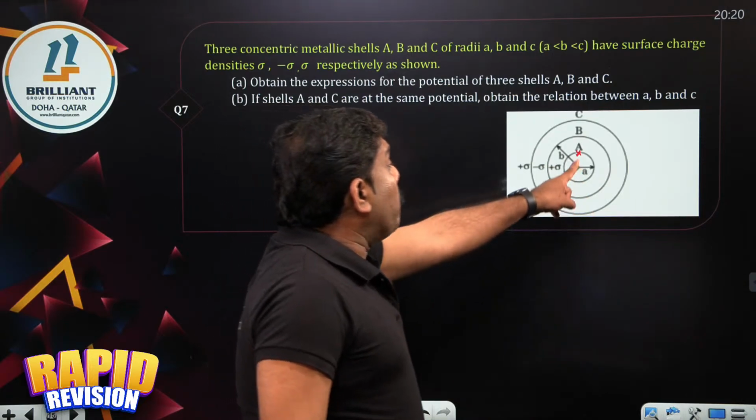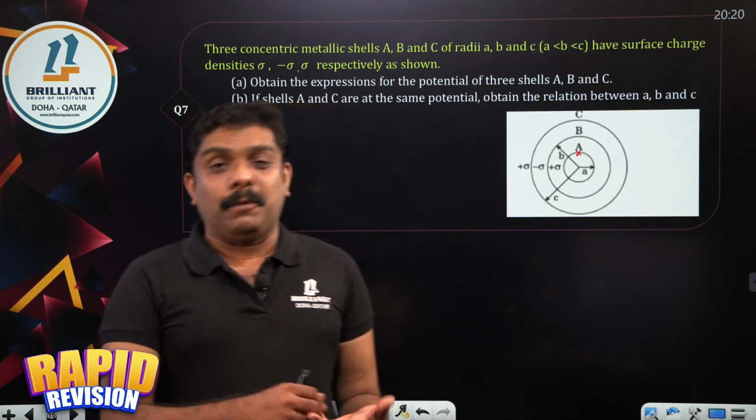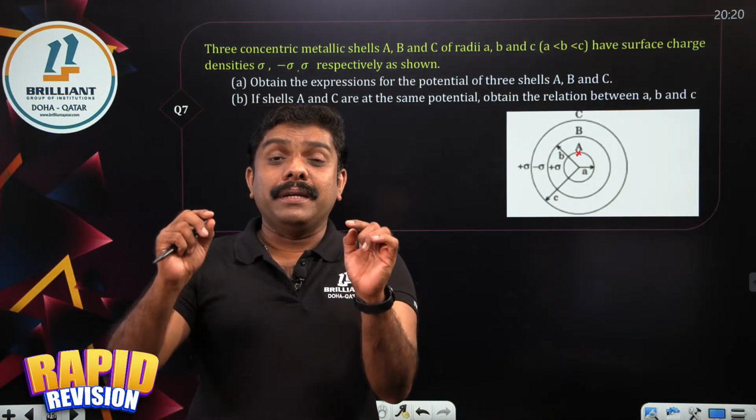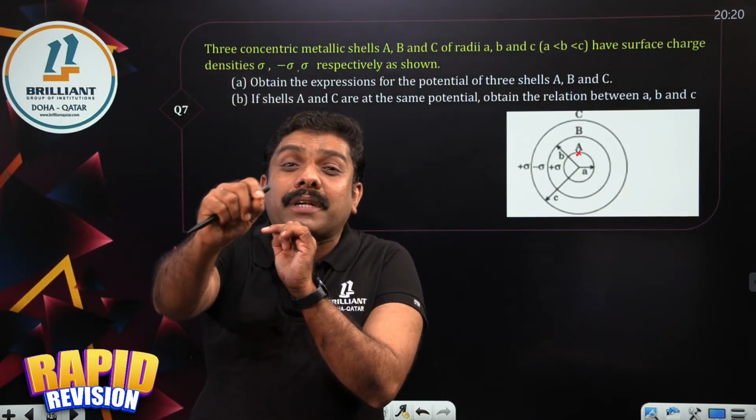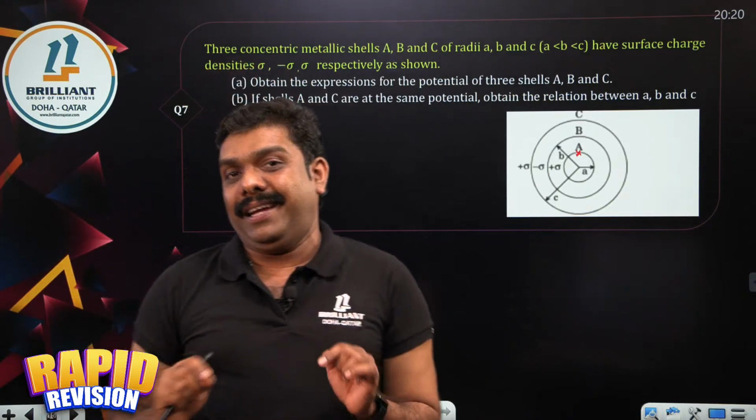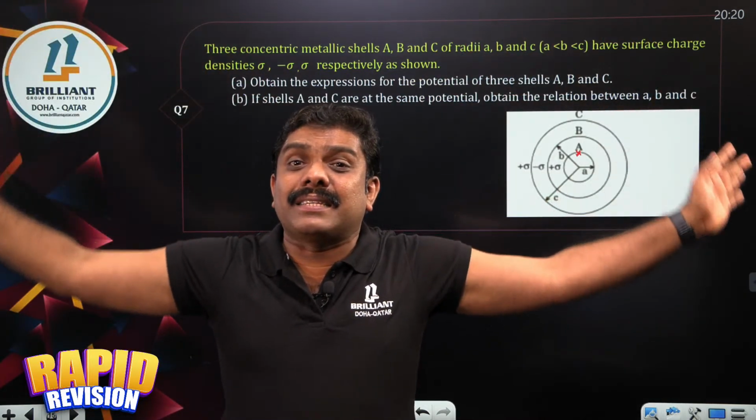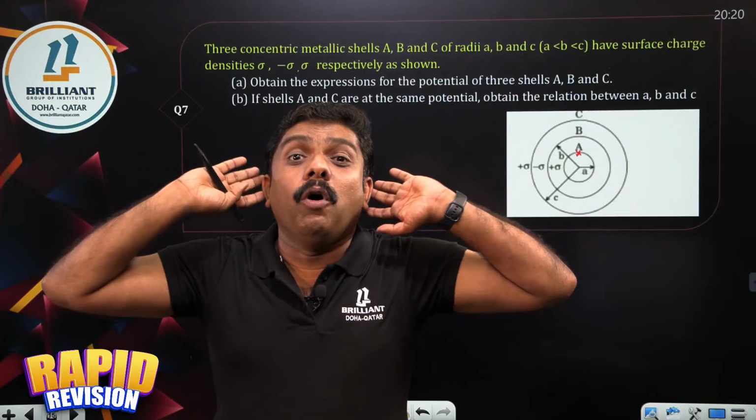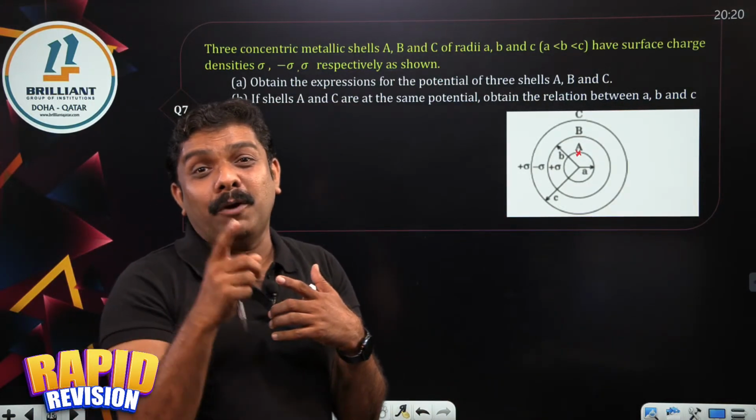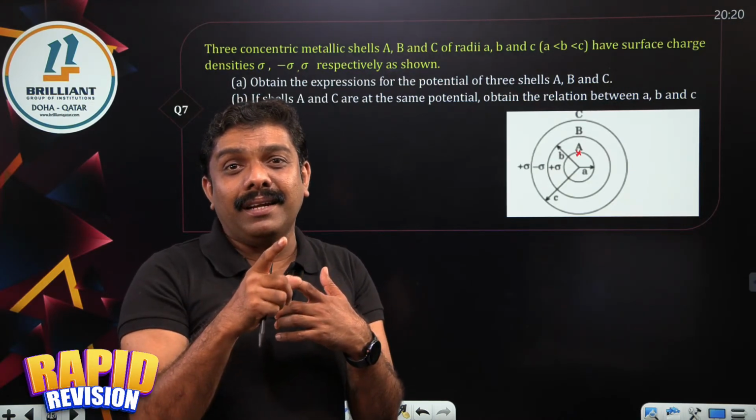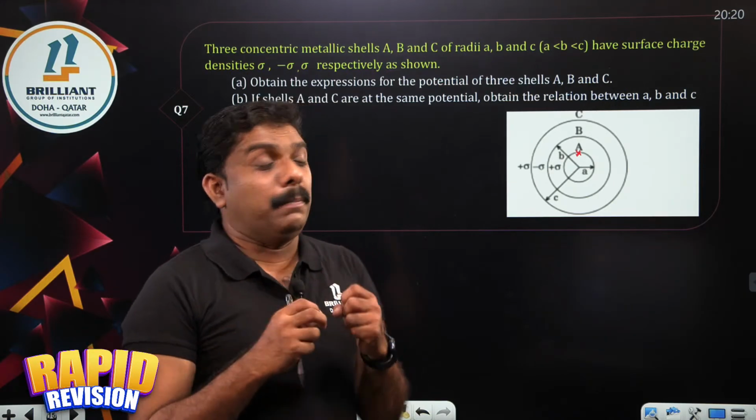Dear students, to find the potential on the surface of the shell A, how will we calculate the potential? Potential on the surface of the shell A means the total potential on the surface of the shell A. So wherever the charge is present in the diagram, I want to consider all the charge to calculate the potential. One more point we have to recall: potential is a scalar quantity, so we have to add them to get the total potential.